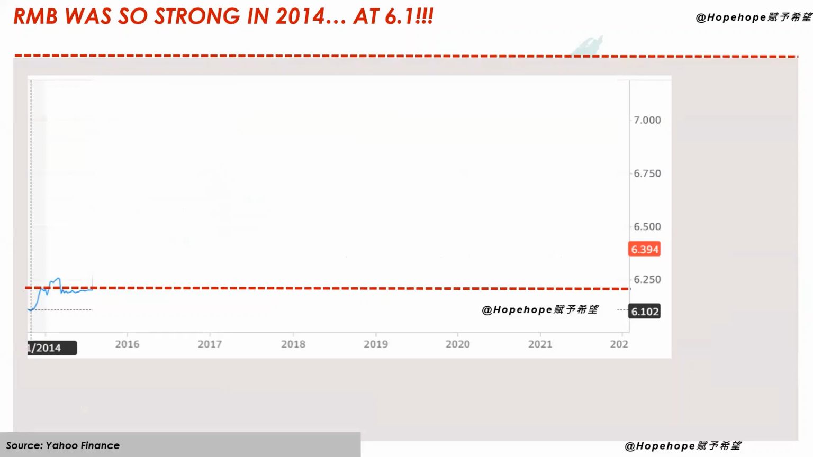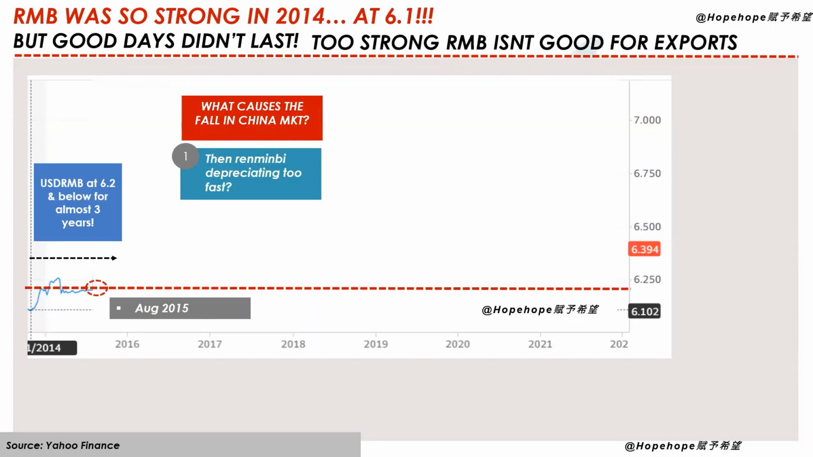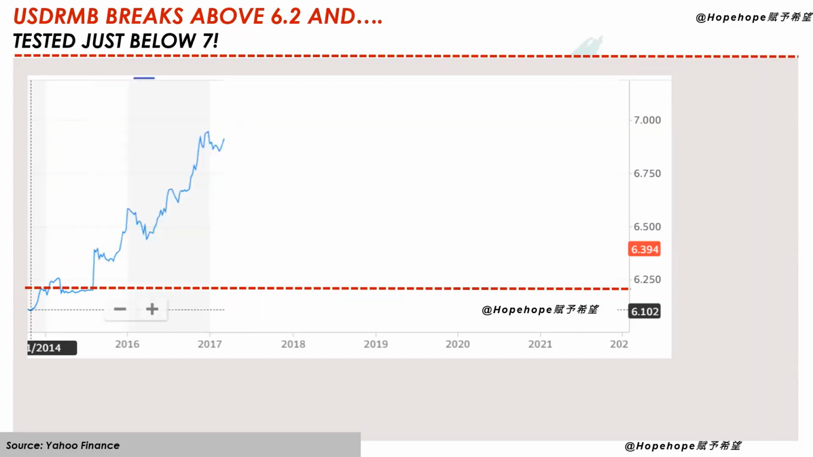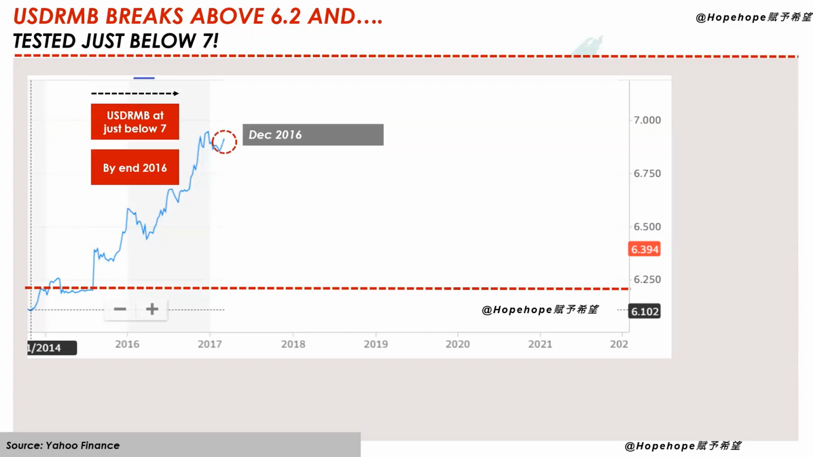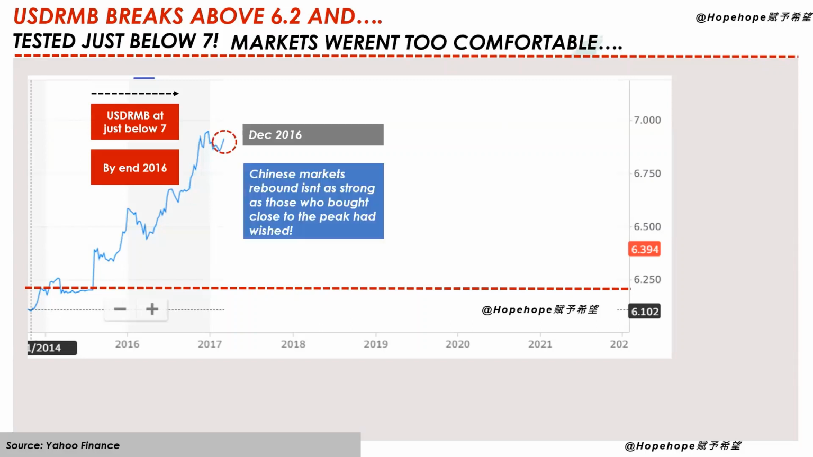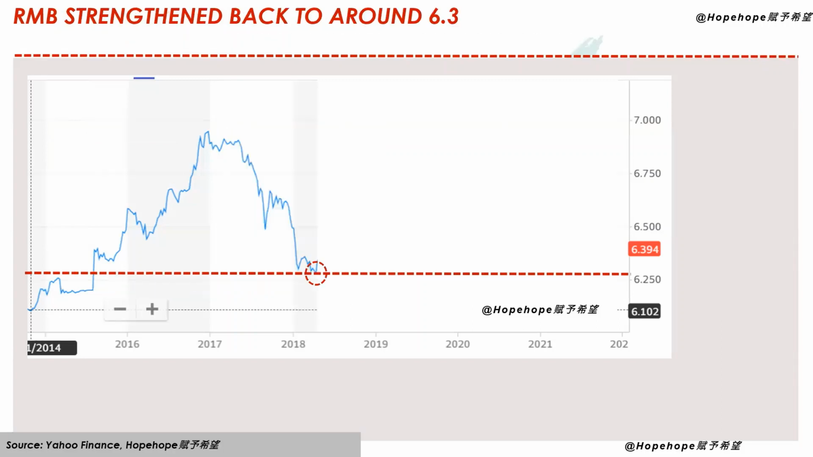Renminbi was so strong in 2014 at 6.1. But the good days didn't last. A too strong renminbi isn't good for exports, as all of us know. USD renminbi breaks above 6.2 and tested just below 7, and markets weren't too comfortable with it. That was the period very close to the Trump election.